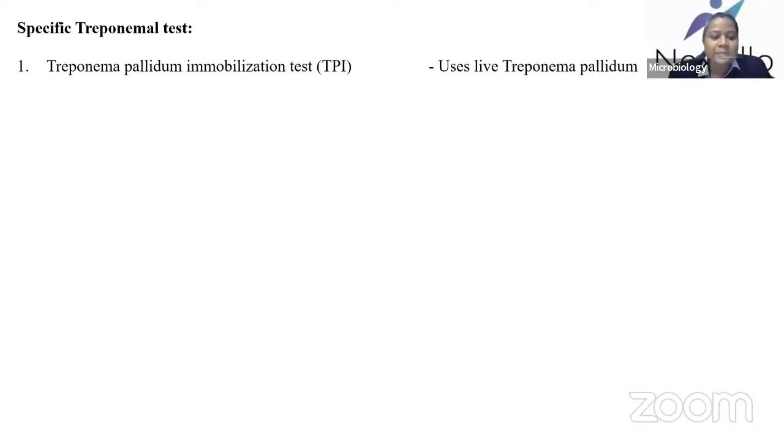So the Treponema pallidum immobilization test is one of the serological tests where you use live Treponema pallidum, and patient serum is added. If the antibody is present, the motility will be inhibited. So TPI is one of the gold standard methods that is used for the diagnosis of syphilis.